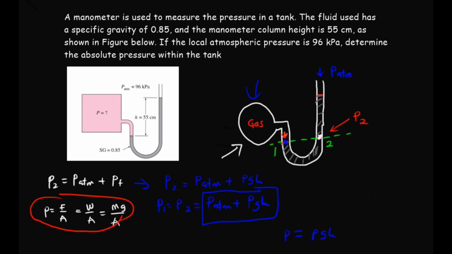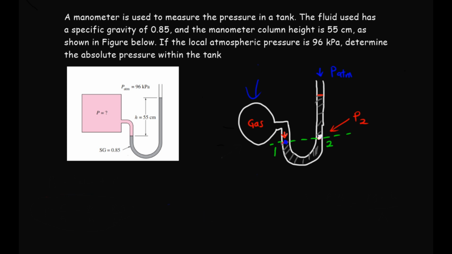So now let's go ahead and answer the question. Since we all have an idea of this question, let's go ahead and try it. We've been given that a manometer is used to measure the pressure in a tank. The fluid used has a specific gravity of 0.85 and the manometer column height is 55 centimeters as shown in the figure below. If the local atmospheric pressure is 96 kilopascal, determine the absolute pressure within the tank.